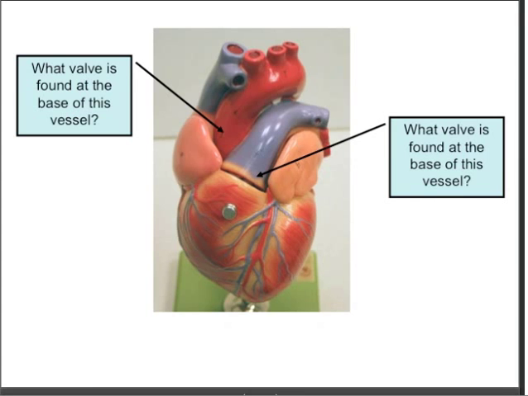What valve is found at the base of this vessel here? This is the aorta. The aortic semilunar valve would be at the base. What valve is found at the base of this vessel? It would be the pulmonary semilunar.